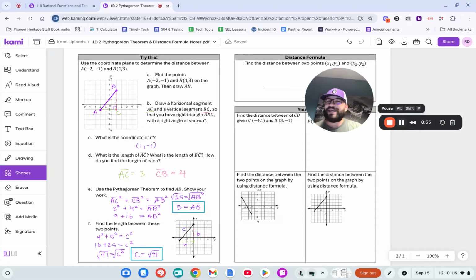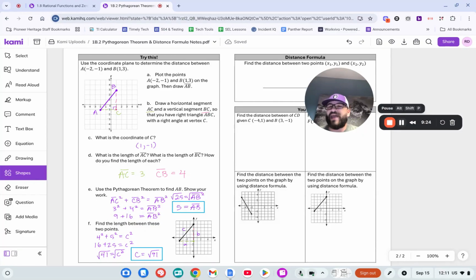All right, y'all, checking in on our try this. So hopefully you plotted the points A and B and drew that line segment AB between them. Then drawing our horizontal line segment AC, we can see it right there, and our vertical line segment BC. We have the right triangle ABC with a right angle at our vertex. And we can note the coordinate of C is (1, -1).